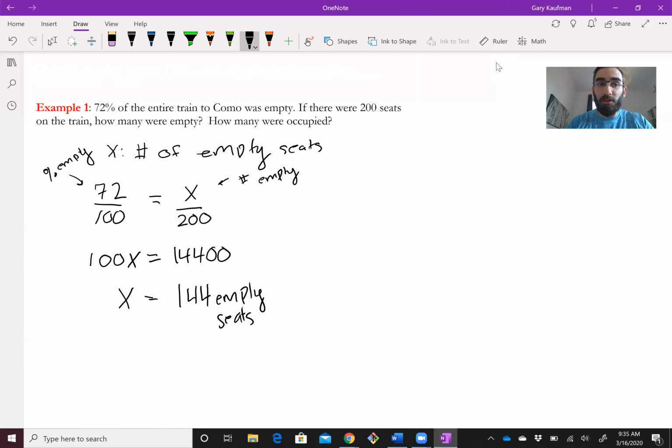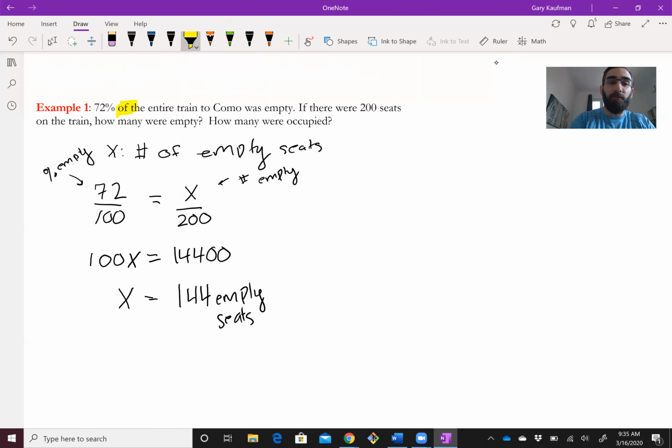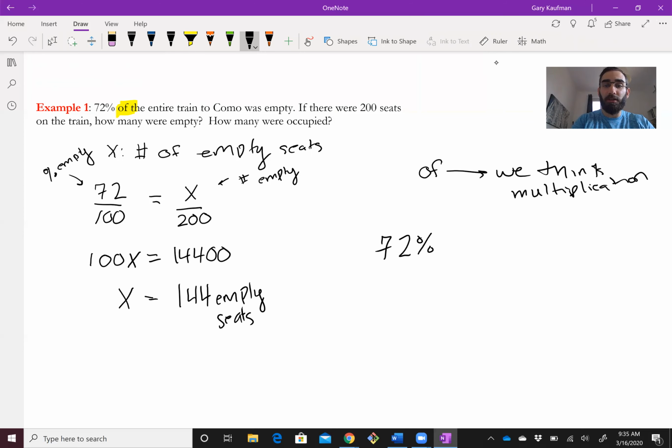Now, the trick we're going to use today is actually going back to one of our words, and that's of. And of often infers multiplication. So when we see the word of, we think multiplication. So if we're looking at this problem, it's saying 72% of the entire train is empty.